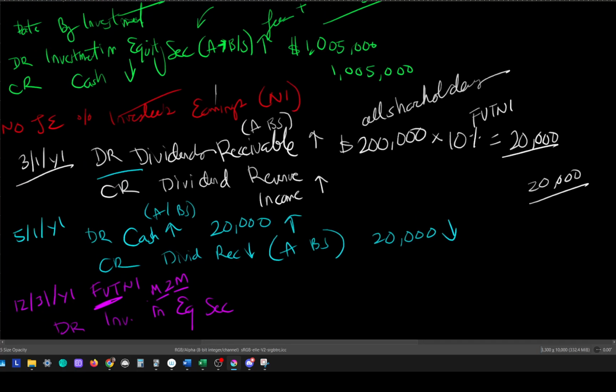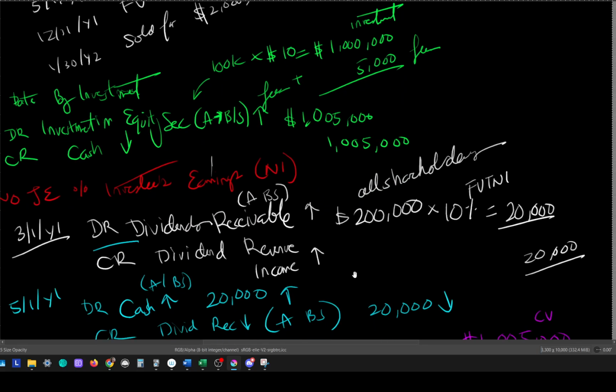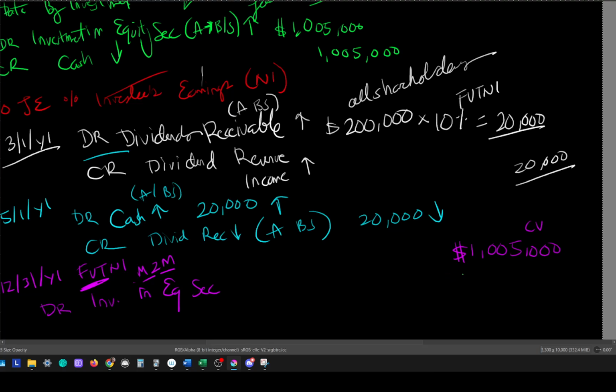So the investment in equity securities account, we had this total right here, $1,005,000. That was including the brokerage fees. Let's write it somewhere further to the right side. This was our carrying value, including the brokerage fees and the price we paid for it at the start of the year. At the end of the year, how much is it worth? $1,100,000. So that's a good thing. Seems like we had a gain. It increased to $1,100,000.